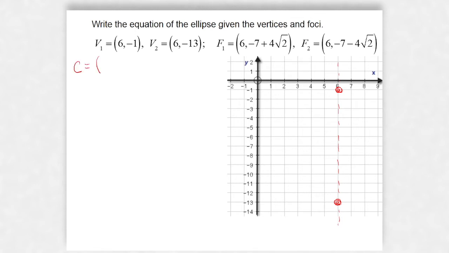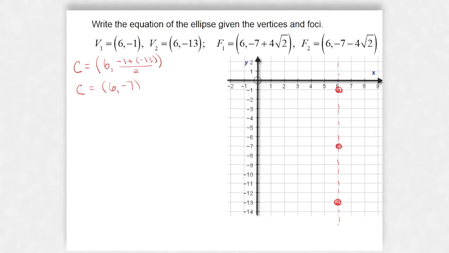The center seems like it's at x equals 6. And the y-coordinate would be halfway between what two values? Halfway between -1 and -13. So I'll take -1 plus -13 and divide by 2. It looks like my center is given by (6, -14/2), or (6, -7). And I can plot that very clearly right here.